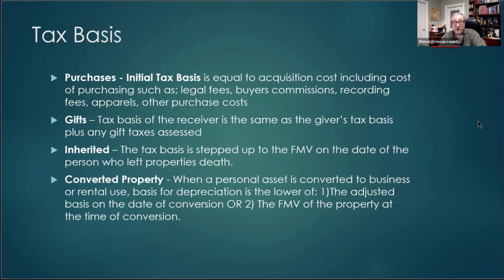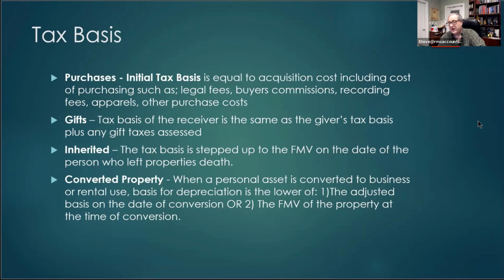You convert your personal residence. So I paid $100,000 for my house. It's now worth $200,000. I'm buying a new house and I'm going to rent the one I've got. My tax basis is the lesser of the fair market value, what it's worth when I convert it, or what I actually paid for it. So it's worth $200,000, but I only paid $100,000. My tax basis for depreciation, my tax basis as a rental, is going to be the $100,000 I paid for it.